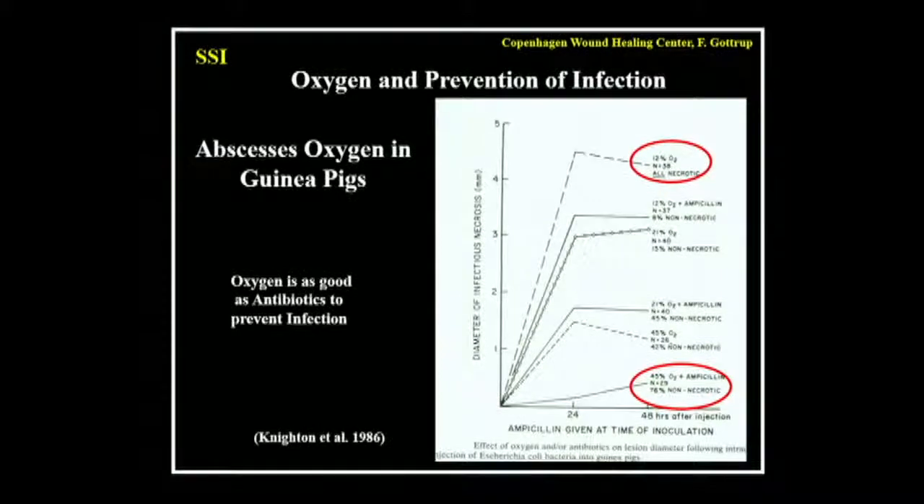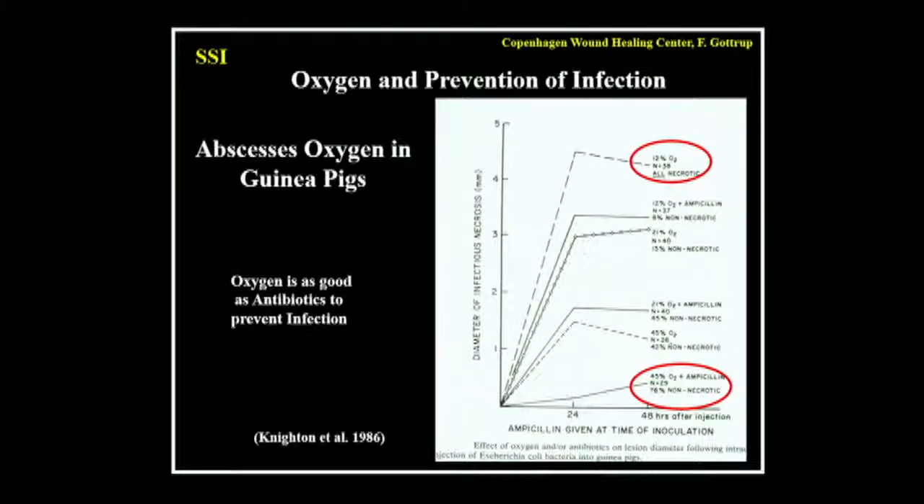In another way, you can also do it in guinea pigs. You can inject E. coli in this case, and you will see that in hypoxia, the y-axis actually is the necrosis, very big necrosis in hypoxia.